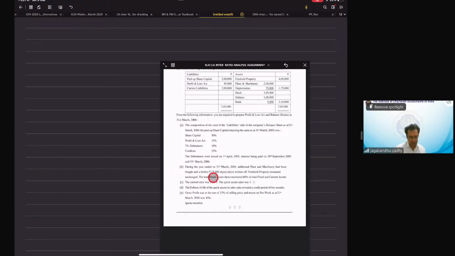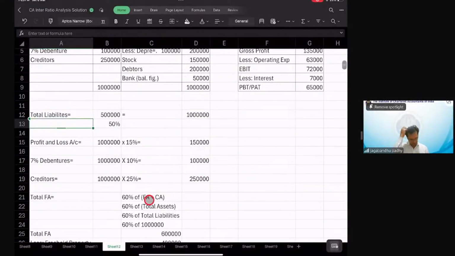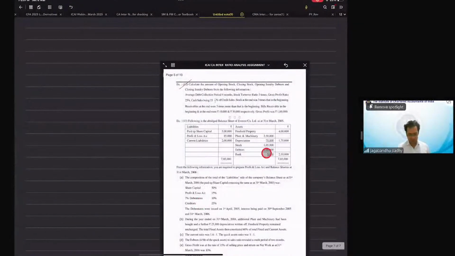The total fixed assets then constituted 60% of the fixed assets plus current assets. So during the year, total fixed asset is obviously going to be 60% of fixed asset plus current assets. And of course, fixed asset plus current asset is total liabilities, and total liabilities will be equal to total assets. So we say 60% of that. So that's 6 lakh is the fixed asset value.